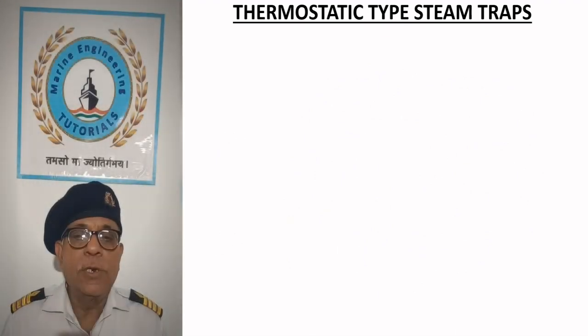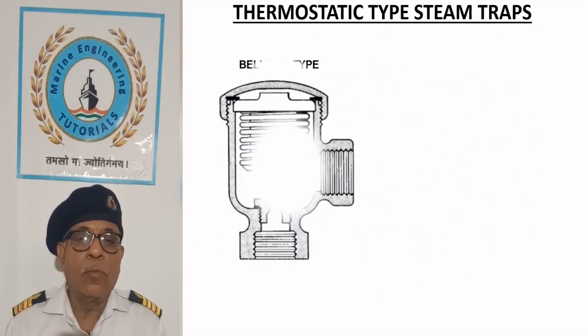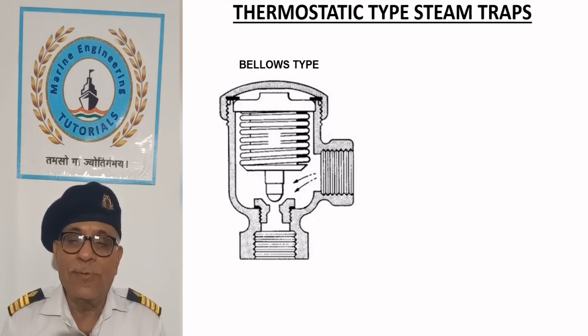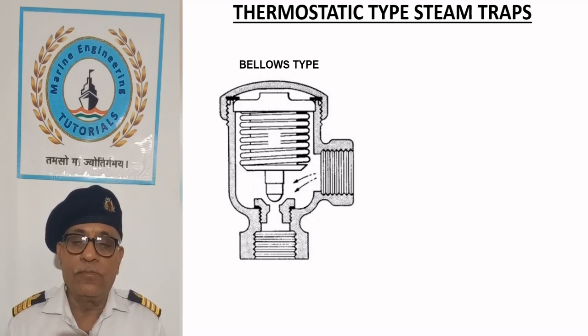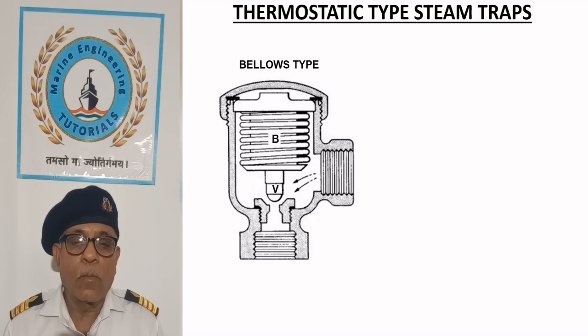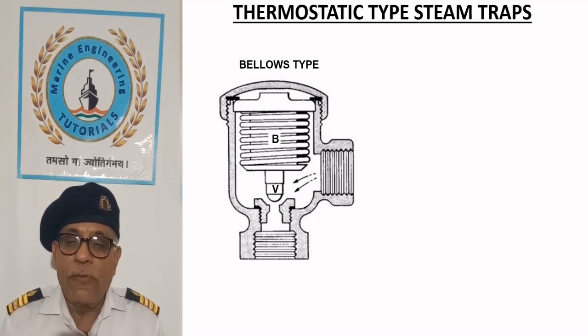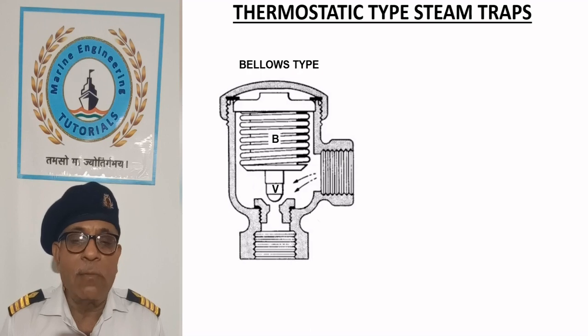Thermostatic type steam traps. The sketch shows a bellows type steam trap which uses the expansion of flexible bellows to open the valve. It consists of a flexible bellows B filled with a mixture which boils at a lower temperature than that of the steam and attached to the valve V.